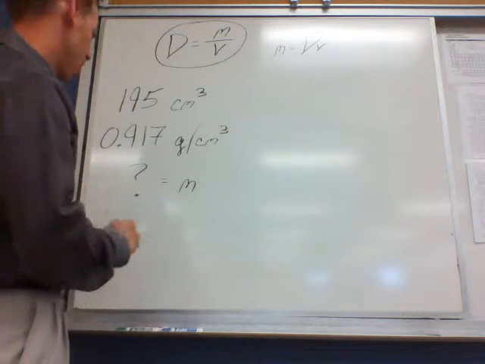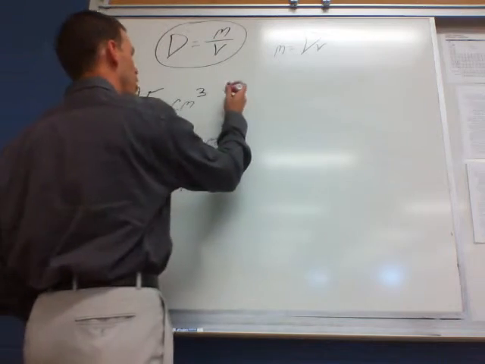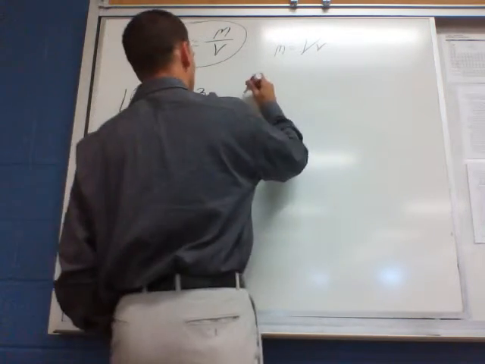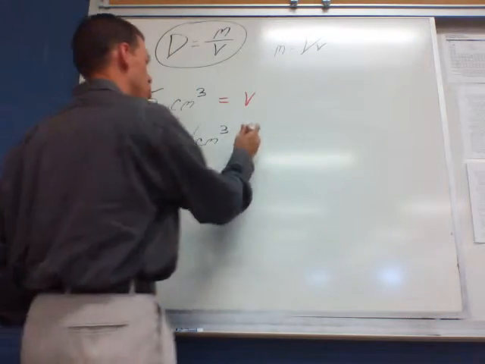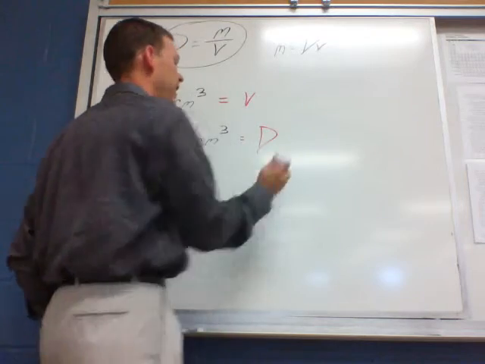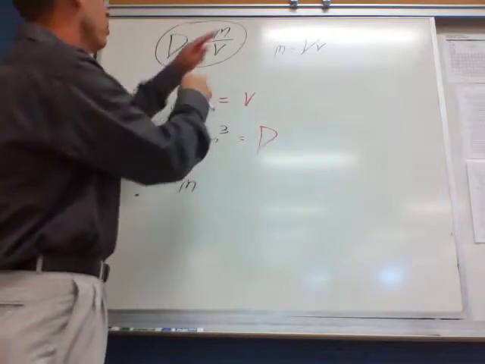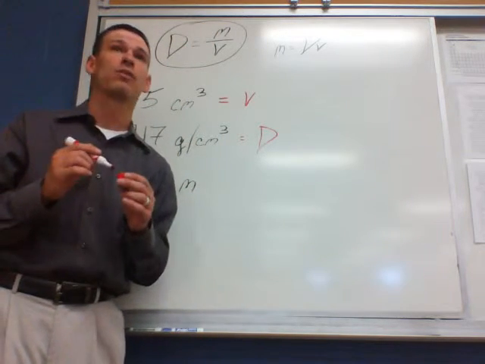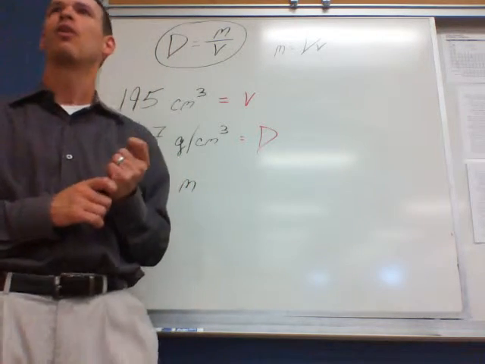But let's identify what these are. Centimeters cubed, if you look at your table, centimeters cubed is units of volume. Grams per centimeters cubed is units of density. And that step's real important. All right, if you start trying to throw numbers into places, you can get some very funky answers. And usually my multiple choice stuff will have those funky answers as choices. So be careful.